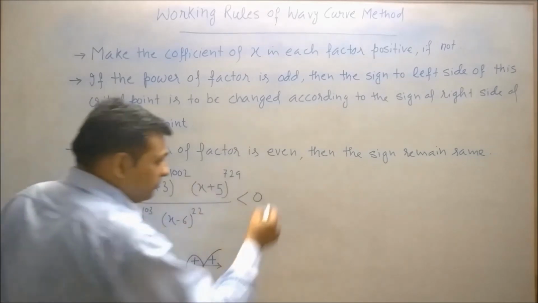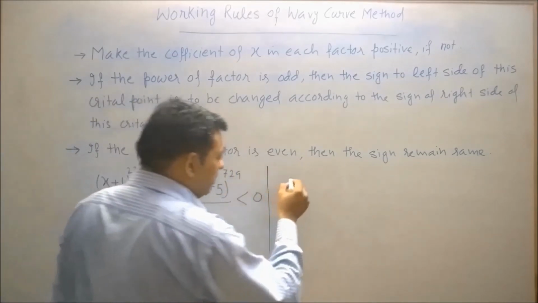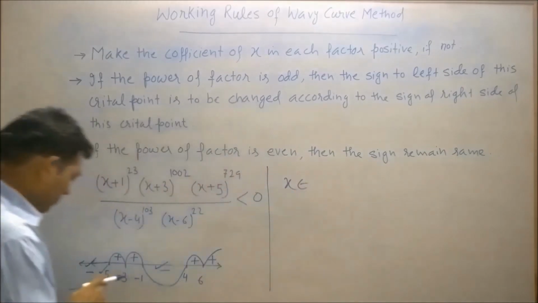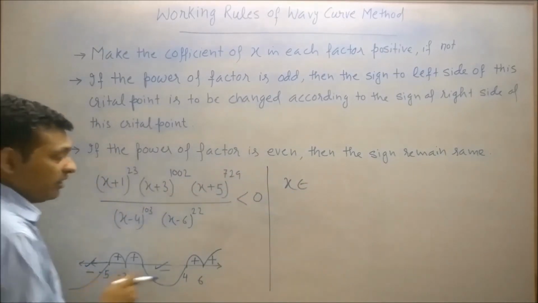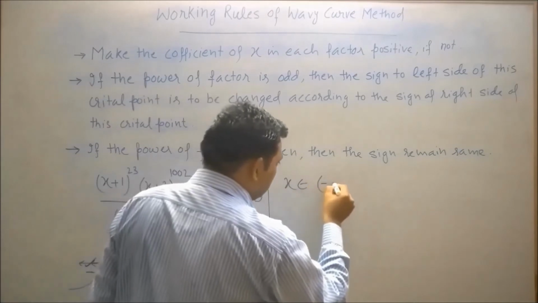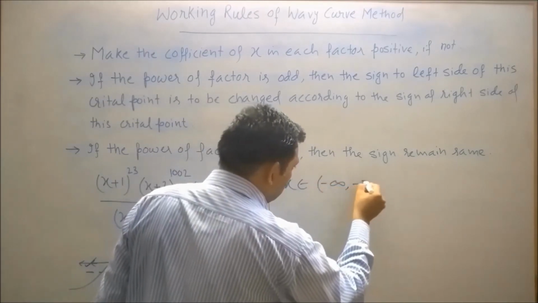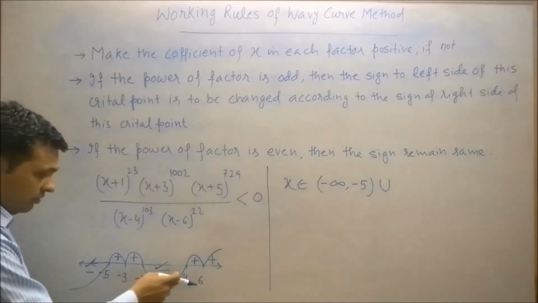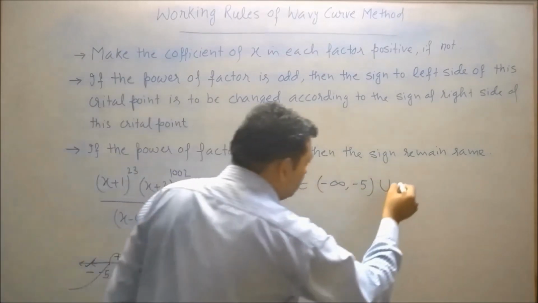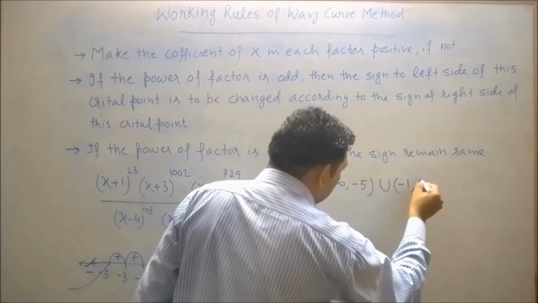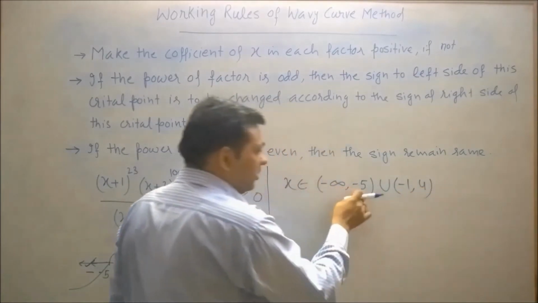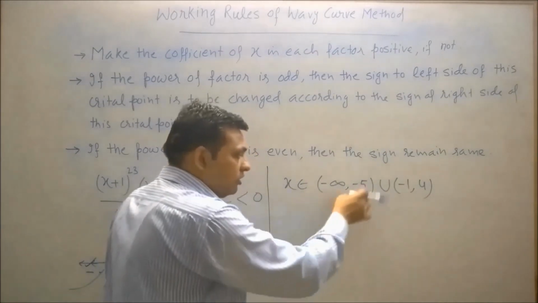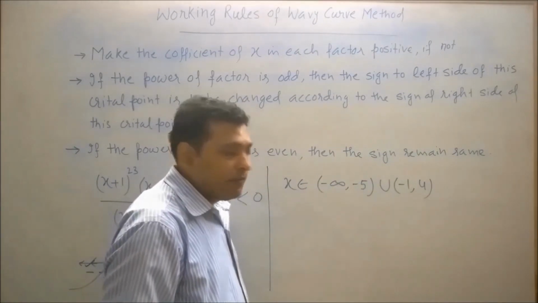So the solution set of the given inequality will be x belongs to minus infinity to minus 5, union minus 1 to 4. And these points are not included here, so we have enclosed all these points in open brackets.